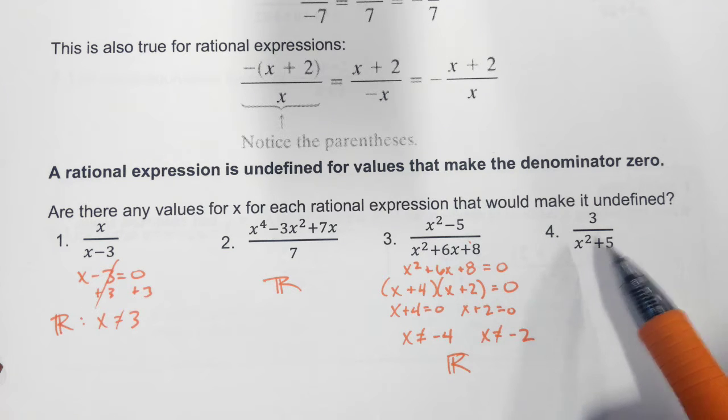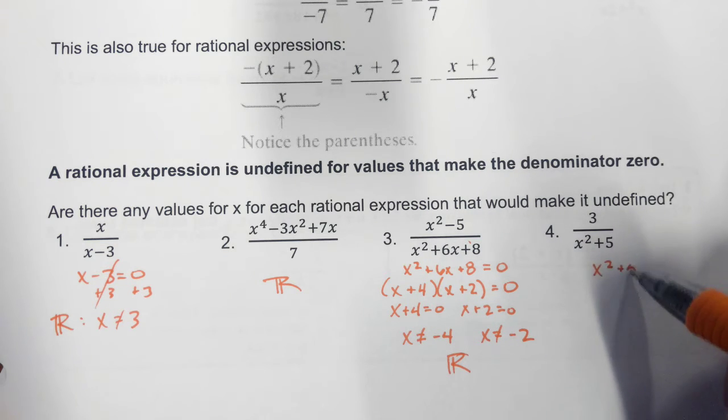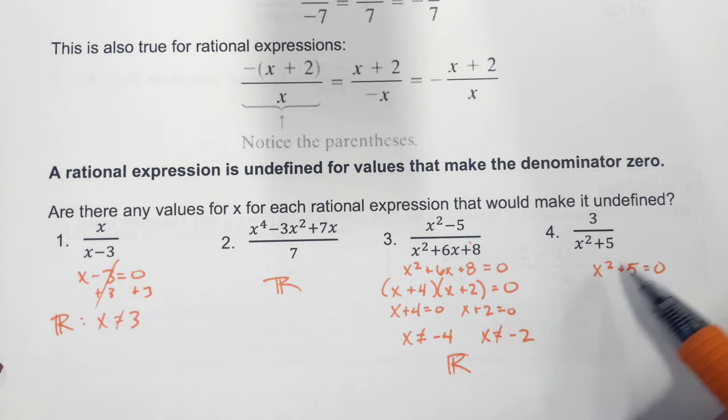On number 4, this one's interesting because if we look at x squared plus 5 and set it equal to 0, we can't factor that. This isn't a difference of squares or anything like that. So this one you just kind of have to think about.